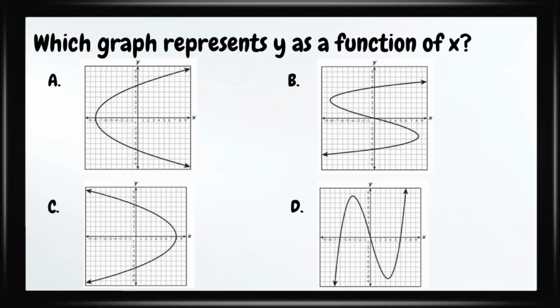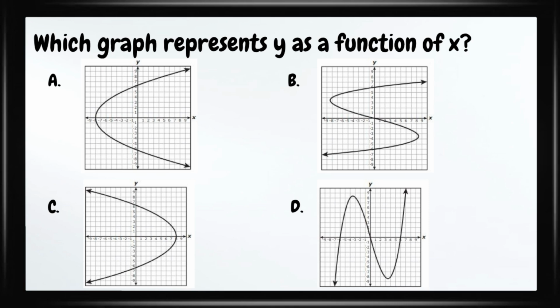So we need to remember that if I want to identify a function from a graph, we're going to use what we call a vertical line test, meaning we are going to take any vertical line, and we're going to pass it over our graph. We have to follow only one rule, and that is that every vertical line can only touch the line at one point at a time.